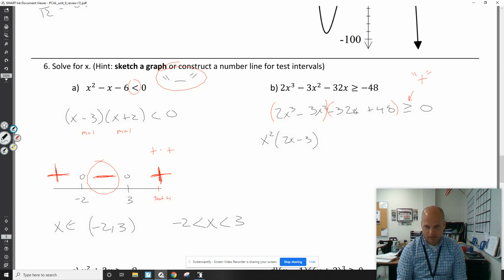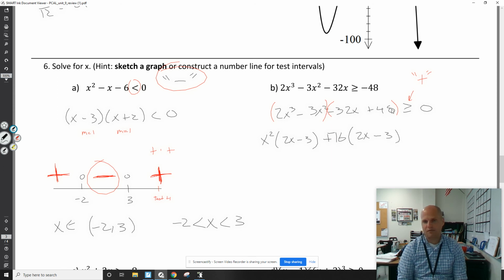So I can factor out an 8 from this. I can do a 16 out of this. That's what I'm looking for. And I'm going to factor out a -16 so that I have a positive 2x minus 3.